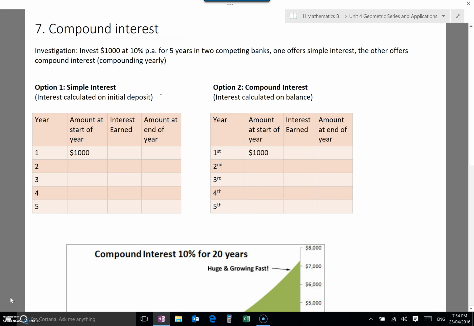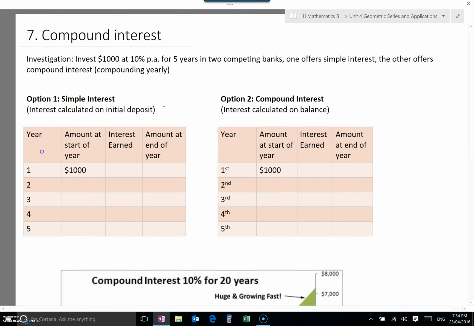Topic 7, dealing with compound interest, comparing it to simple interest as well. Looking at the difference between the two, we're going to introduce it through an investigation. We're going to look at investing $1,000. I think you should all have $1,000 saved up by now. Investing it at 10% per annum for 5 years.